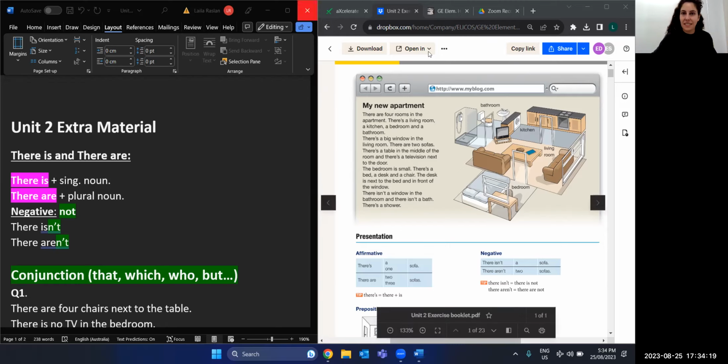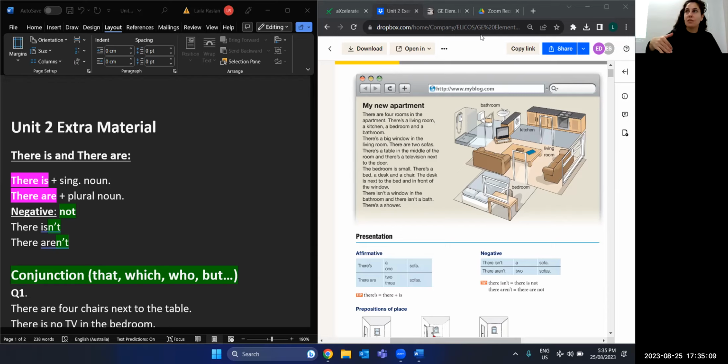Okay, so let's look at the extra materials. If you remember, the grammar that we started to look at was there is and there are, to show what something, if the place has something, or you want to tell someone that there is something about an object or noun. So let's read this part first, my new apartment, and then we'll look at the grammar. So I'll read it if you want.